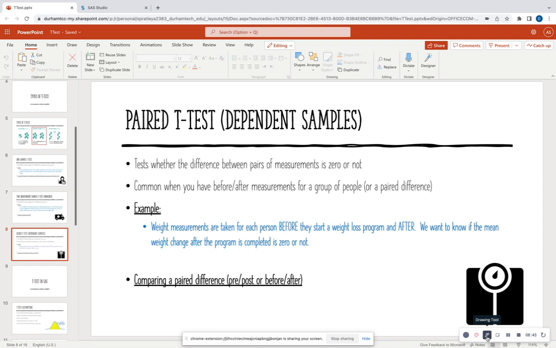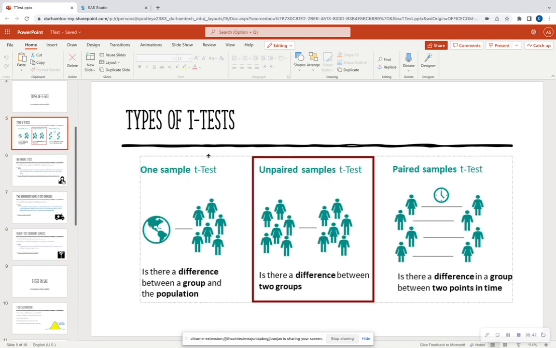Okay, so now since we have some knowledge of the different types of tests, we have the one sample test, so a sample versus the population. We have an unpaired sample test, or two independent sample tests, and there's a difference between the groups. That's what we're trying to test. And we have a paired sample test, okay, where we are trying to compare a person to themselves or a group to itself at different points in time.